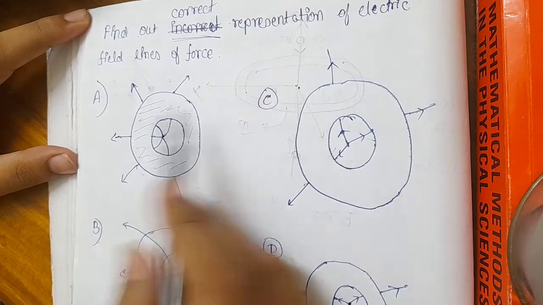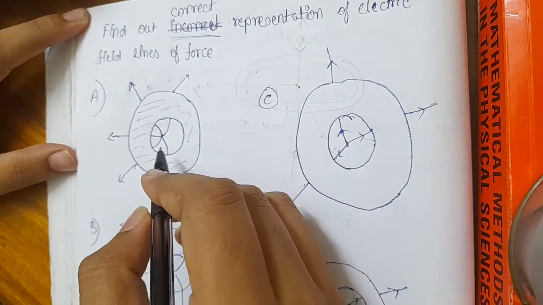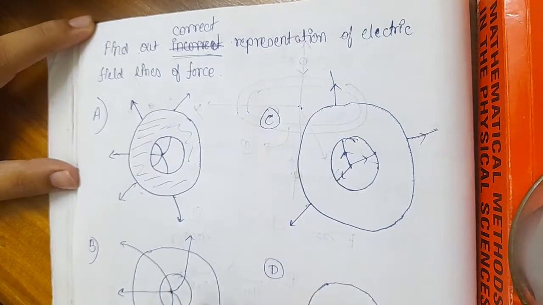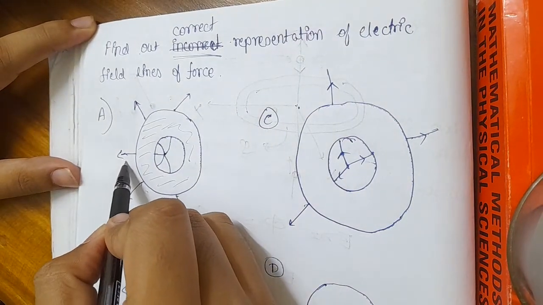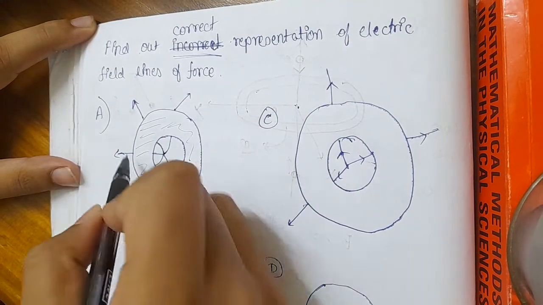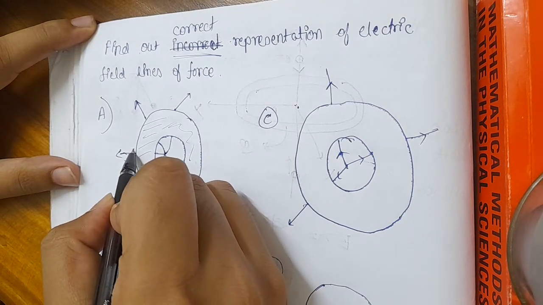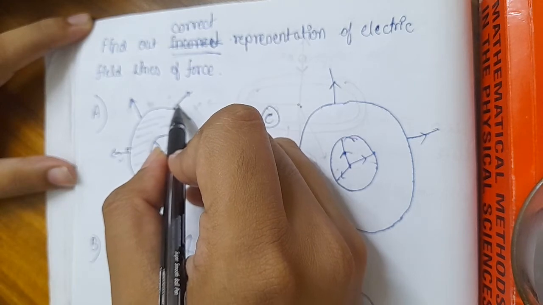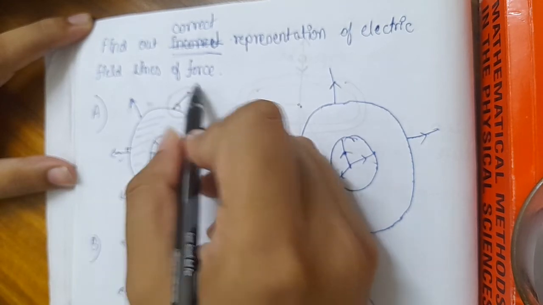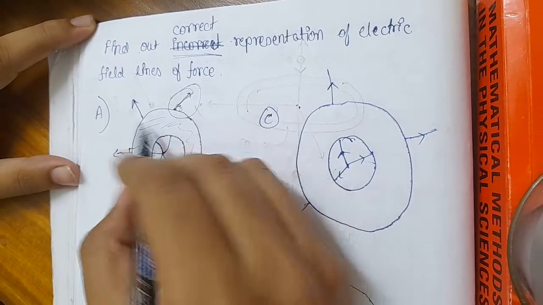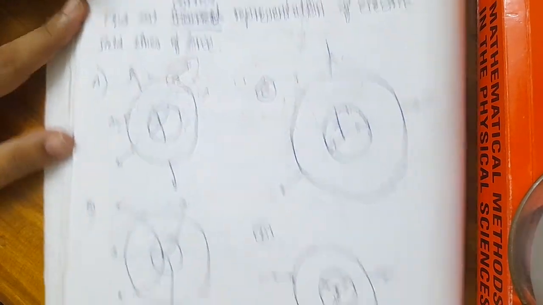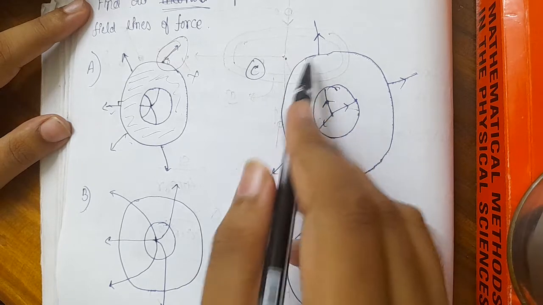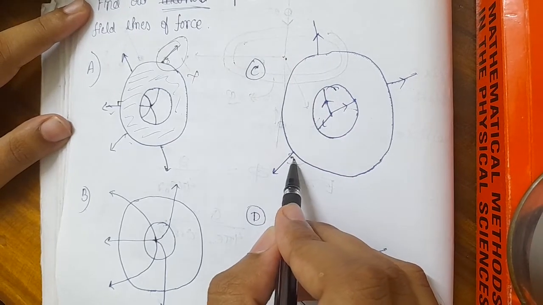So let's figure out the options. In option A, everything looks pretty correct. The only thing is that this field line of force is correct, it has emanated from the conductor at an angle of 90 degrees, but this field line is not 90 degrees. Only for this field line the entire option is wrong or eliminated. In this one it is not 90 degrees, this one is not 90 degrees.